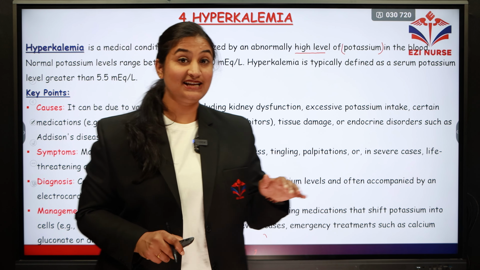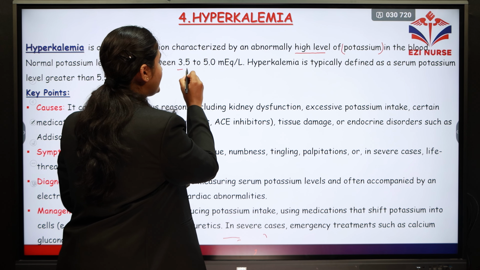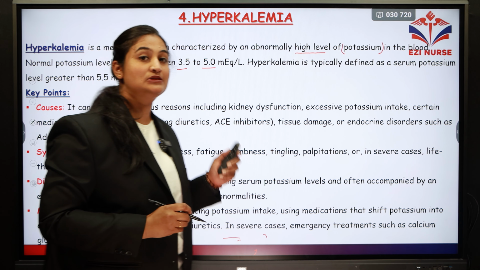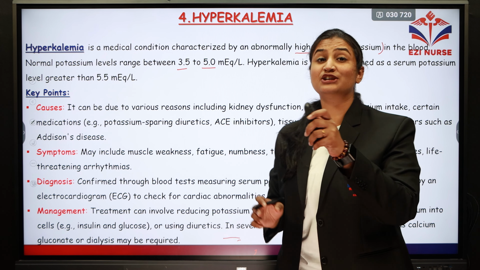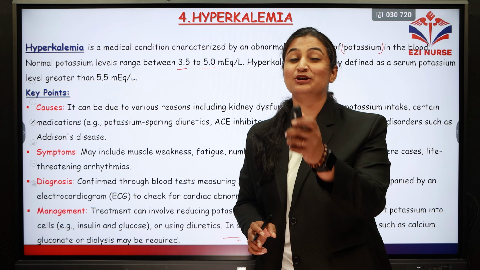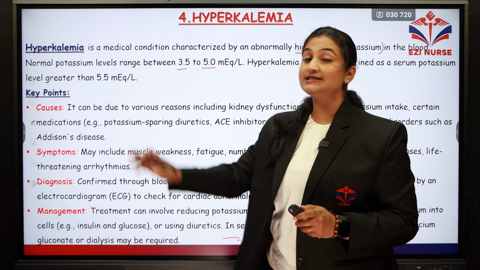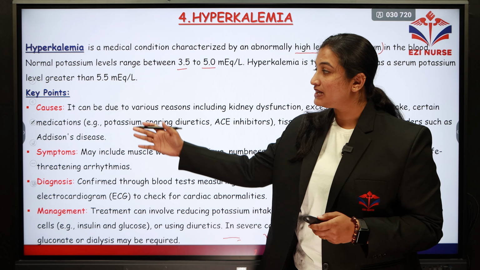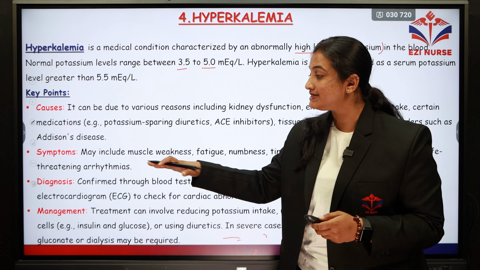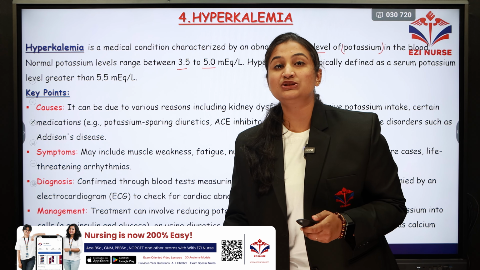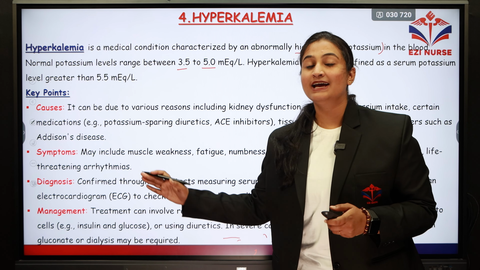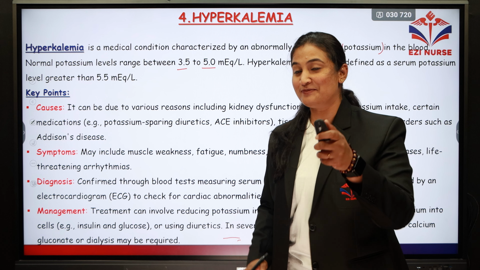So the normal range is from 3.5 to 5.0. This also must be remembered. So if you write your main important key points, you're definitely going to get your marks. So this is about hyperkalemia. Then you can list down the causes, the symptoms, the diagnosis, and the management. When you explain all this, you definitely get your marks.